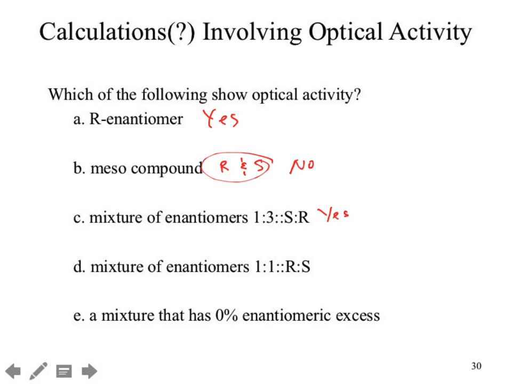How about if I have a 50-50 mixture with one R and one S? No. Okay? Now when it goes through, it sees the R, rotates one direction. When it sees the other molecule that is S, it rotates the other direction. So when I said we have to be careful when we're looking at this, we're determining the optical activity of the sample. The sample could be one molecule. It could be multiple. Okay, so we have to be a little bit careful when we're looking at optical activity. So a mixture of enantiomers that is 1 to 1 has no optical activity. A mixture that has 0% enantiomeric excess.